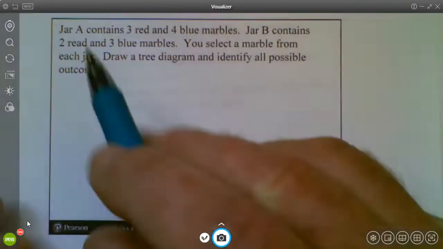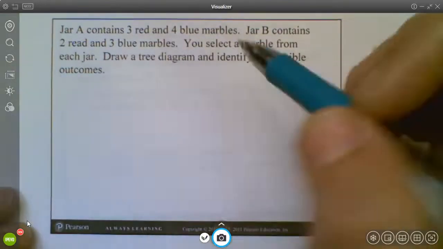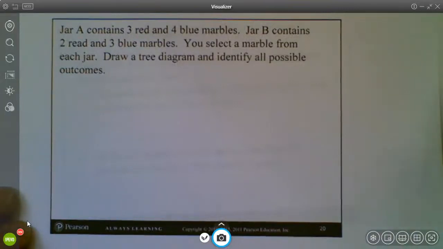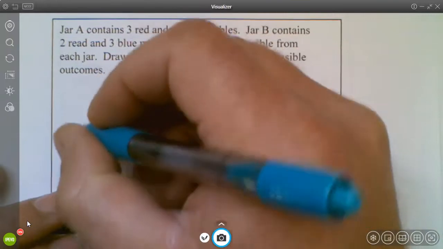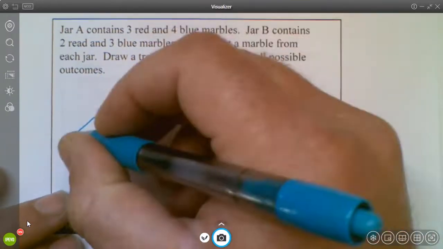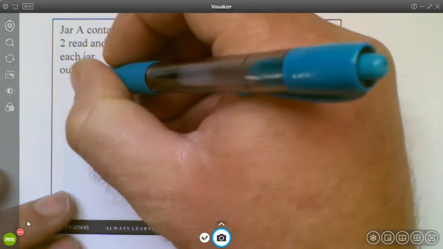So take a look at this one. So we have jar A, we have jar B. So these are going to be our 2 events, is selecting a marble from each one. So we got red and blue marbles in there. So if I just was to reach into jar A and pull out a marble. So this first event, this first level of the tree is just going to be jar A. So I'll give it a little title here.